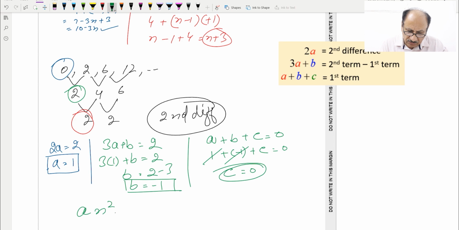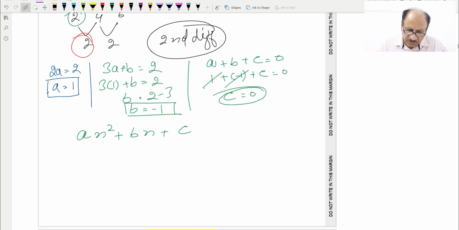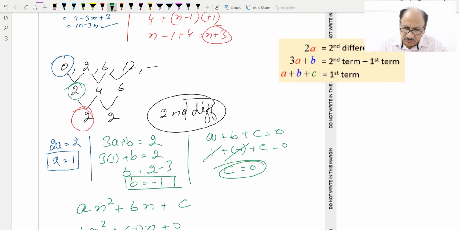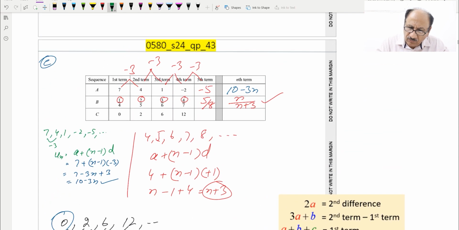A n square plus b n plus c, and we can replace a is equal to 1, so 1 n square plus b is minus 1 n, and plus c is 0. So this implies it will be n square minus n, and n square minus n will be the general form for this one.